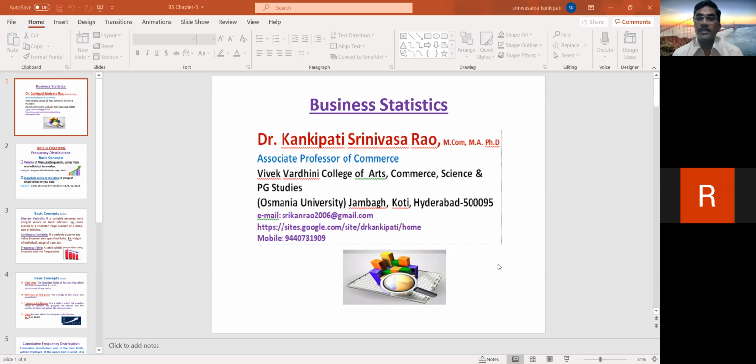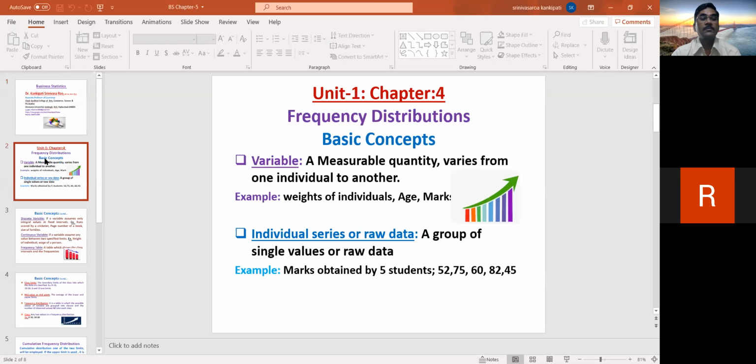This topic is the last topic in this fourth unit, the fourth chapter. It is the last component that I'm going to explain to you in the chapter. Now, let us see the information related to the basic concepts of frequency distribution.